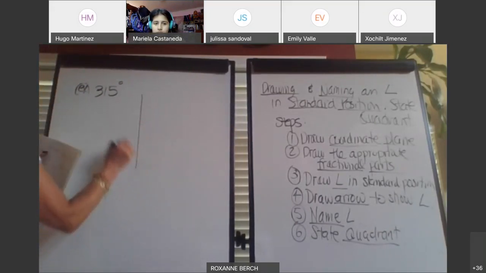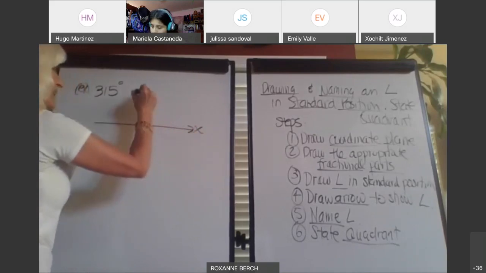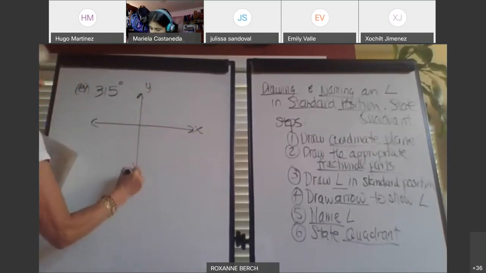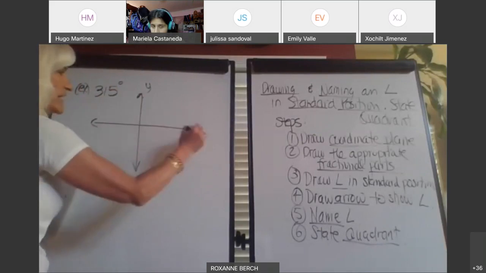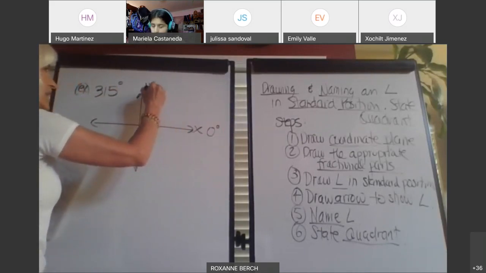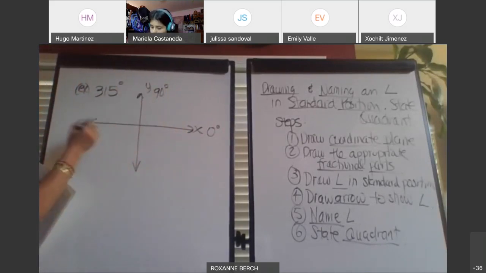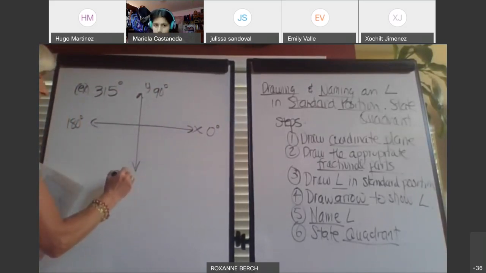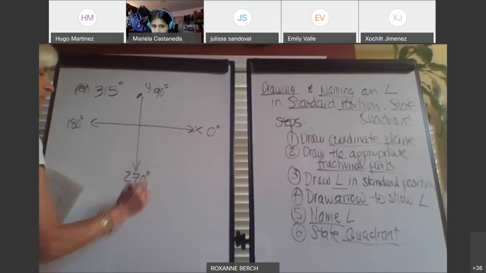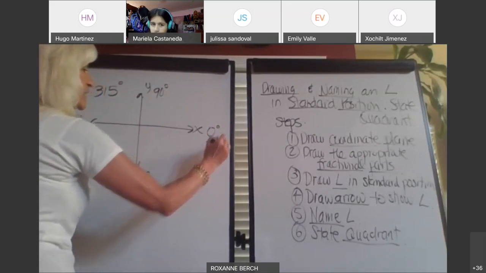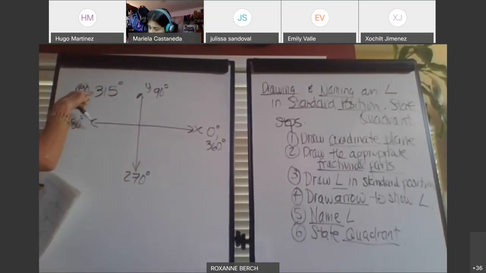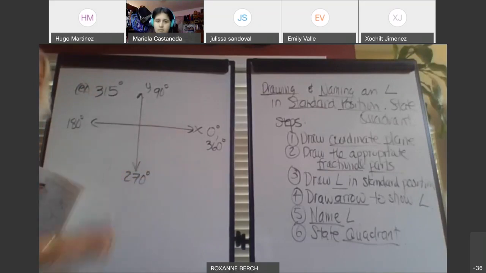You're going to draw the coordinate plane. You're going to label it. You're going to draw the appropriate fractional parts. So you know, we're in degrees, you know this is 0 degrees, you know this is 90 degrees, and a straight angle is 180 degrees. Well, if you go 90 more, it's 270. And then one full revolution would be 360 degrees. So 315 degrees is in here.